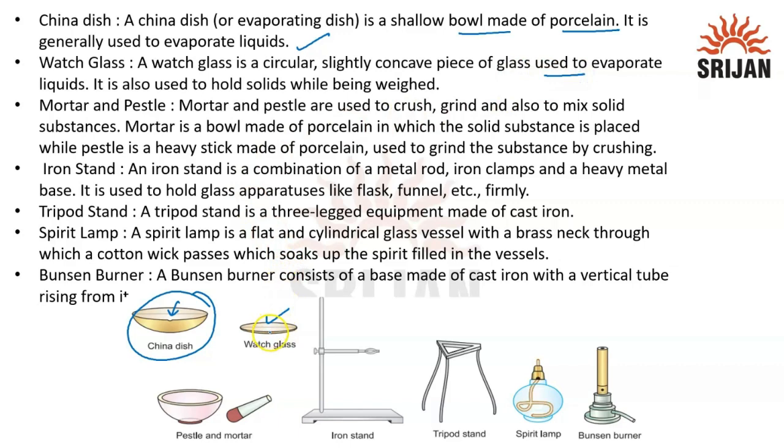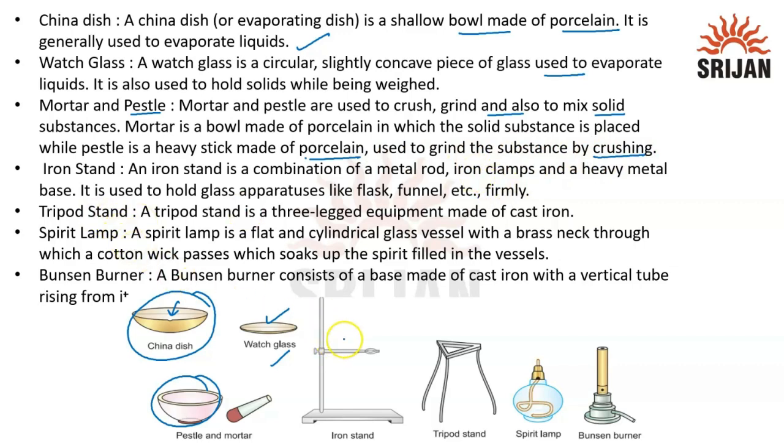Or when we want to hold solids, like when we want to weigh any chemical, we weigh it on the watch glass. Then mortar and pestle are used to crush, grind, or mix some solid substances. So we use mortar and pestle. Again, it is also made up of porcelain, and the pestle is a heavy stick made up of porcelain used to grind the substance by crushing.